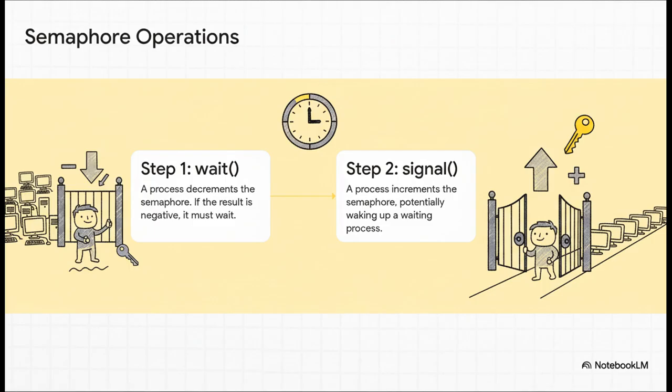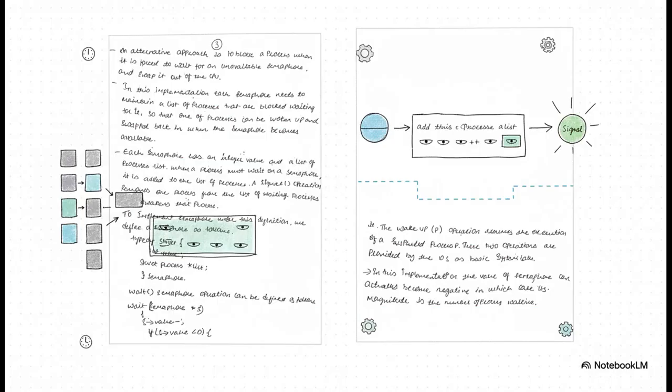It's like putting the key back on the hook for the next person. Now, the crucial part here is that these operations are atomic. That's a super important term. It means they are indivisible. They happen all at once and can't be interrupted halfway through. And if you look at the logic behind this, it's pretty clever.